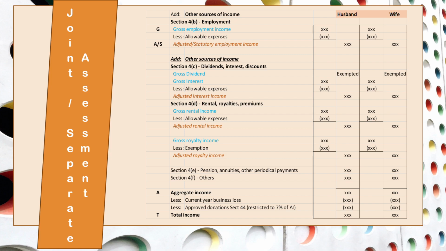you can go for joint assessment. So the option to go for joint or separate assessment can be changed every year. Maybe this year you will go for separate assessment, and next year you will go for joint assessment. If people know how to do tax planning, they can predict how much their tax liability is, then decide whether to go for joint assessment or separate assessment.